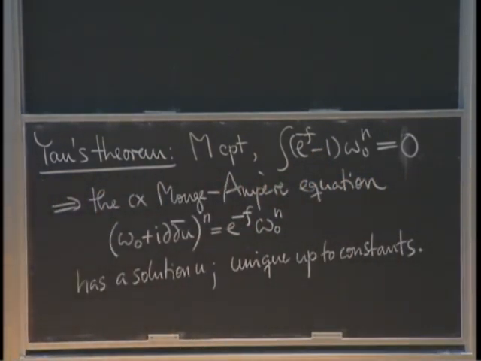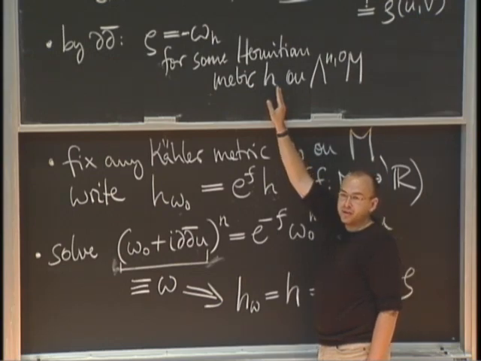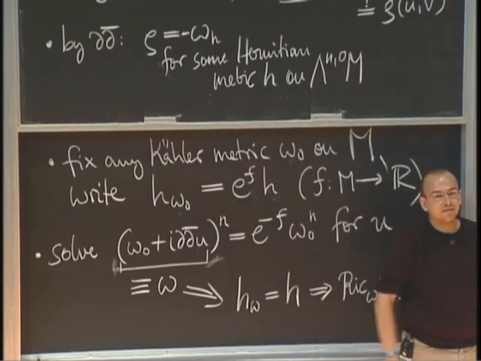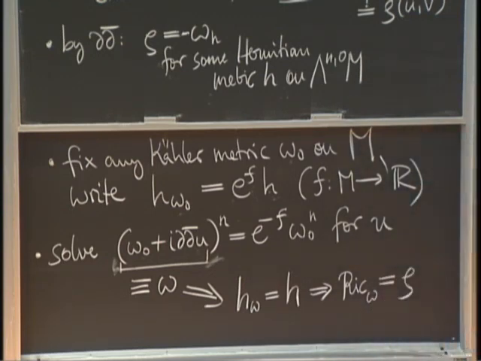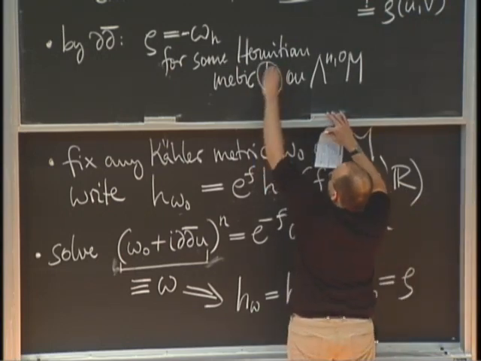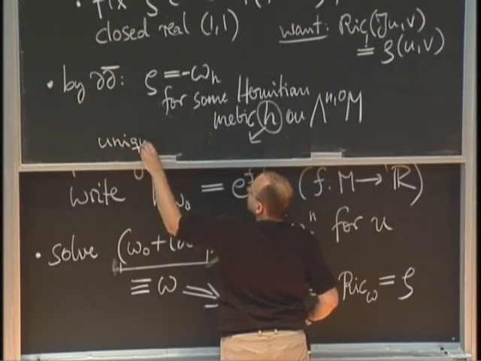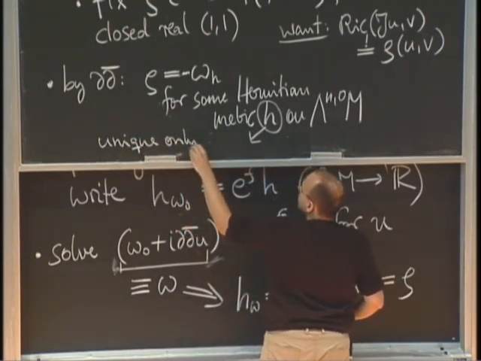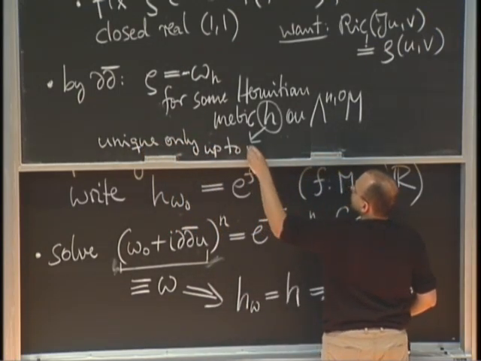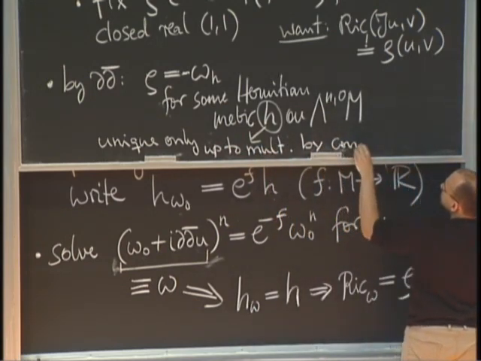The good thing here is that h, this Hermitian metric, was only determined up to a multiplicative constant. So I can always change h by a multiplicative constant without changing the curvature, and that corresponds to changing f by an additive constant. So I'm always in a situation where I can apply Yau's theorem. So h is unique only up to multiplication by a constant.